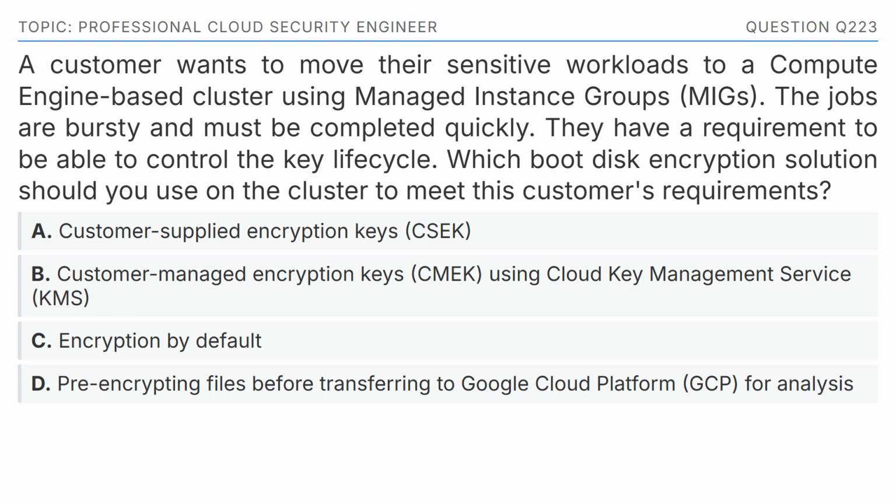The options are: Option A, Customer-Supplied Encryption Keys, CSEK. Option B, Customer-Managed Encryption Keys, CMEK, using Cloud Key Management Service, KMS. Option C, Encryption by default. Option D, pre-encrypting files before transferring to Google Cloud Platform, GCP, for analysis.